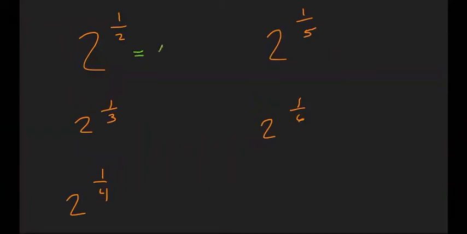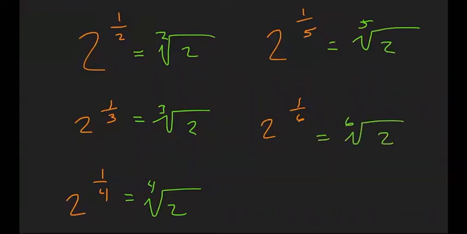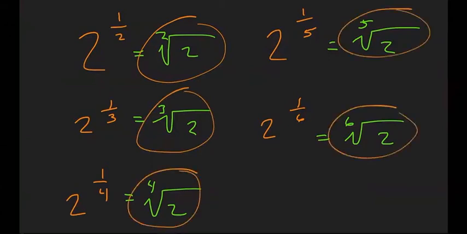2 to the 1/2 becomes square root of 2. This would become cube root of 2. And as we fill these out, see if you pick up on the pattern. So 2 to the 1/2, square root of 2, 2 to the 1/3, cube root of 2, 2 to the 1/4, fourth root of 2, fifth root of 2, sixth root of 2. So when you have a fraction that's just 1 over something, that number just goes in front of the radical, the root symbol.